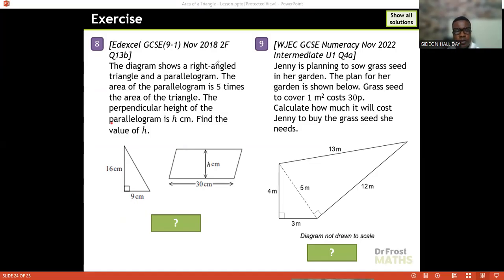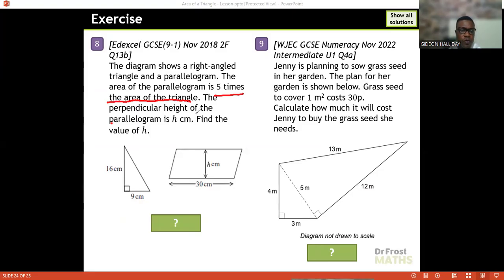The diagram shows a right angle triangle and a parallelogram. The area of the parallelogram is 5 times, and this information is very important, 5 times the area of the triangle. The perpendicular height is h. So we need to find the height of the parallelogram.